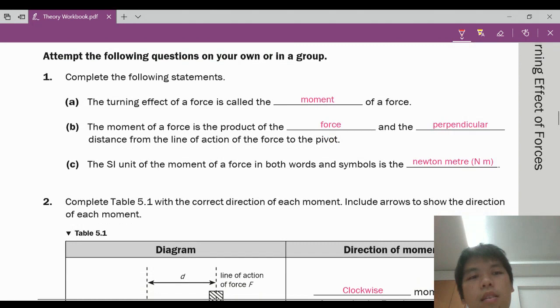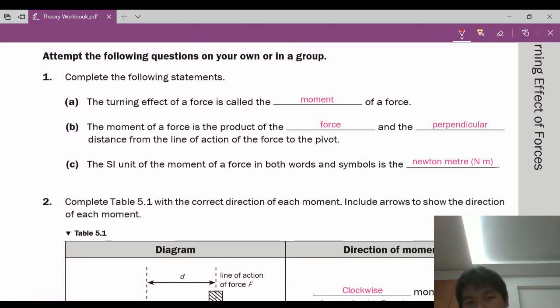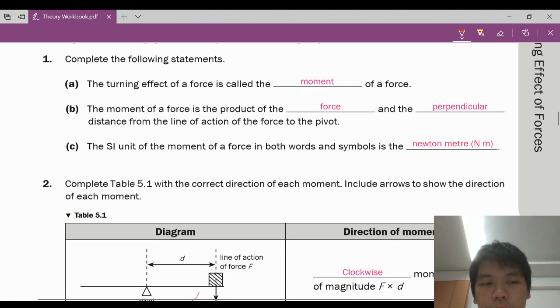Complete the following sentence. The turning effect of the force is called the moment. Okay, easy. The moment of a force is a product of, remember the two things, force and the perpendicular distance. The SI unit for a moment of a force in both words and symbol is Newton meter, and the N for Newton must be capital.